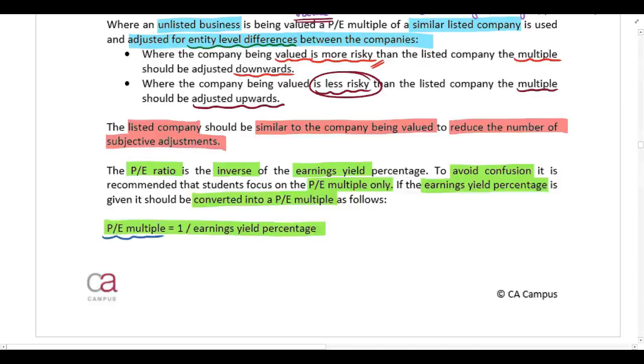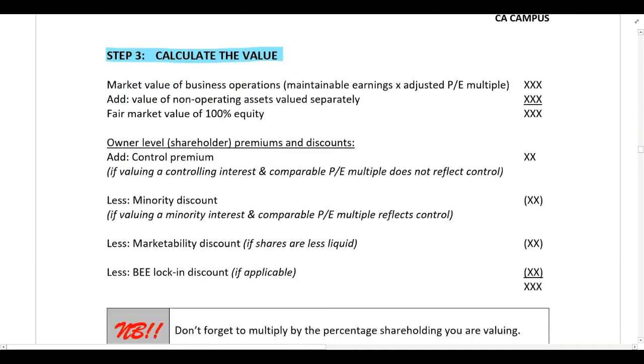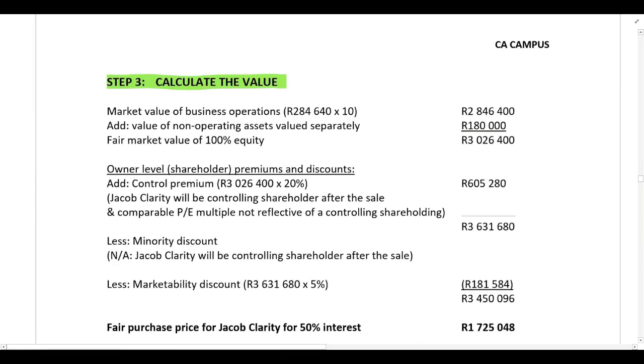Once again, go back to the steps that I provided you with in the lecture notes. When we calculate the value, we take our maintainable earnings from step 1, and we multiply that by our adjusted PE multiple from step 2. And that is going to give us the market value of our business operations. So let's perform that calculation first. Take your maintainable earnings from step 1, multiply by your adjusted PE multiple from step 2, and get the value of your business operations. This then gives me the value of equity.